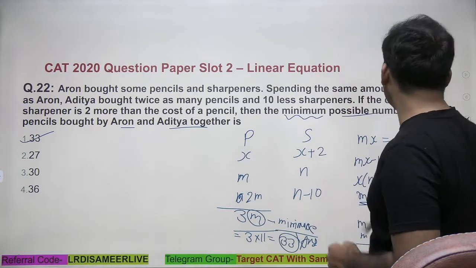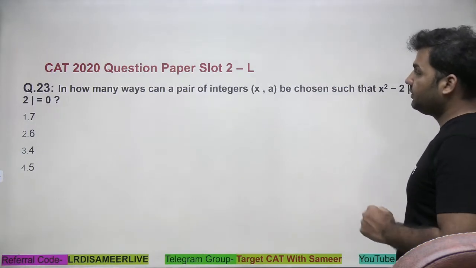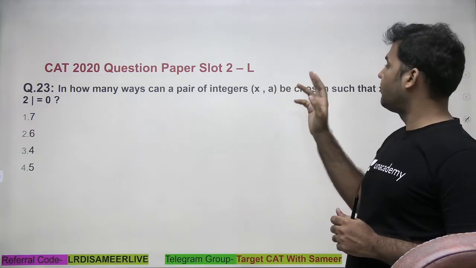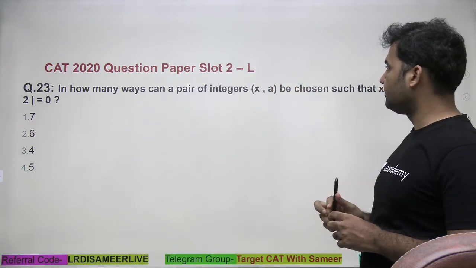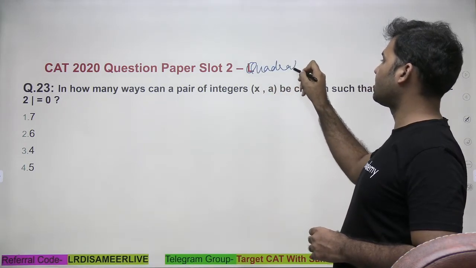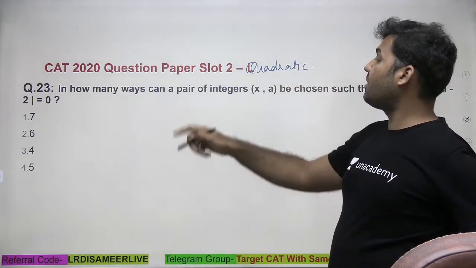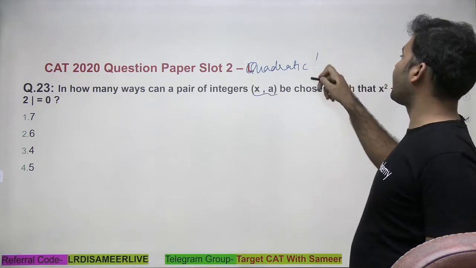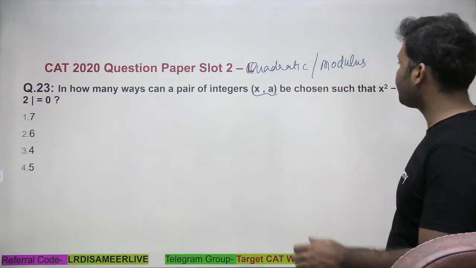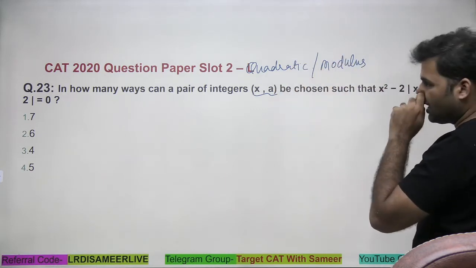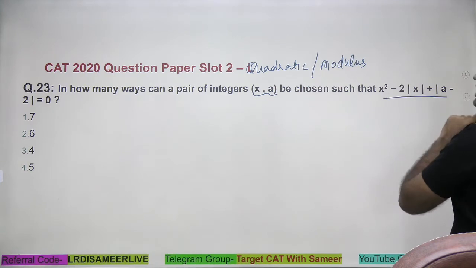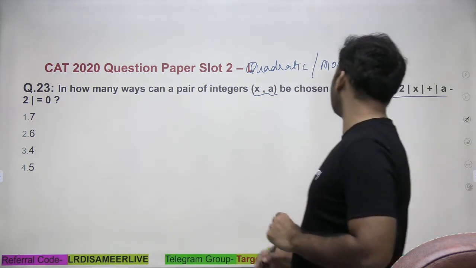There is another question, question number 23 of slot 2 from quadratic equation. This is from quadratic equation, guys, right? Let's have a look at this question. The question says, in how many ways can a pair of integers be chosen such that this quadratic equation is equal to 0? This question has the concept of quadratic equation as well as modulus.